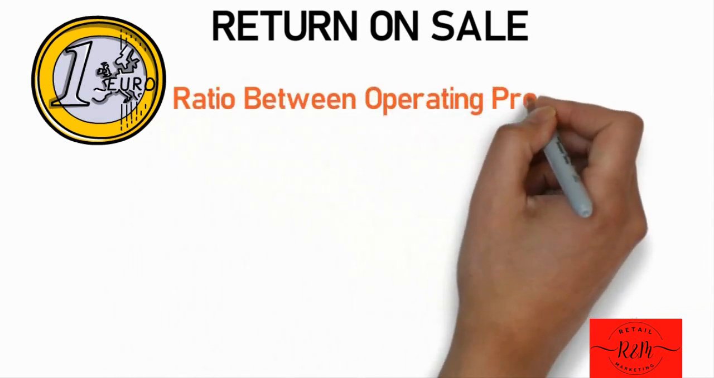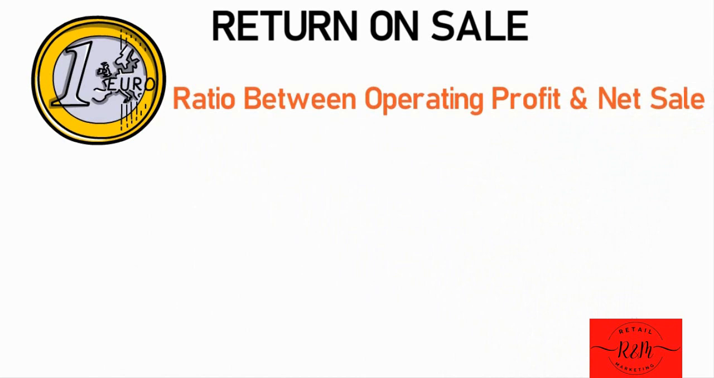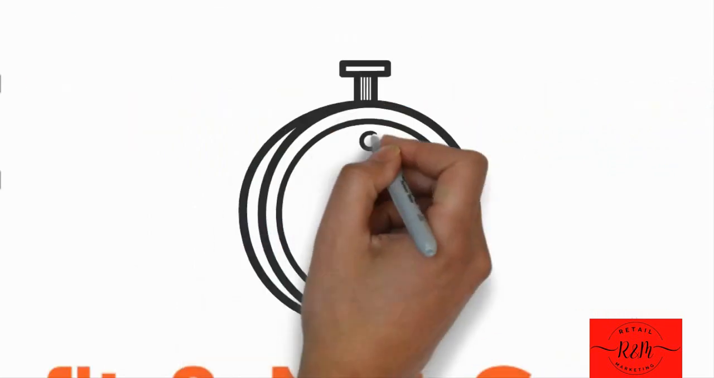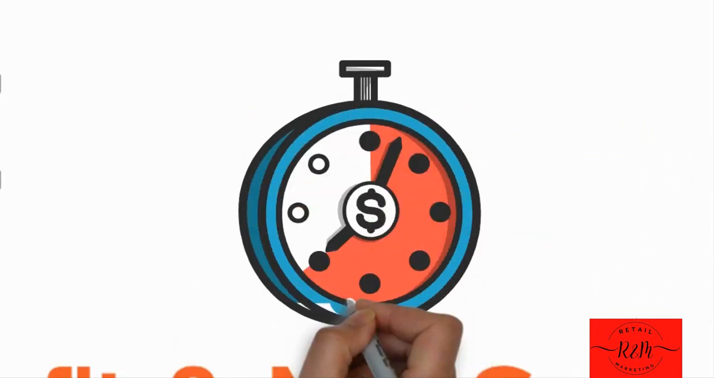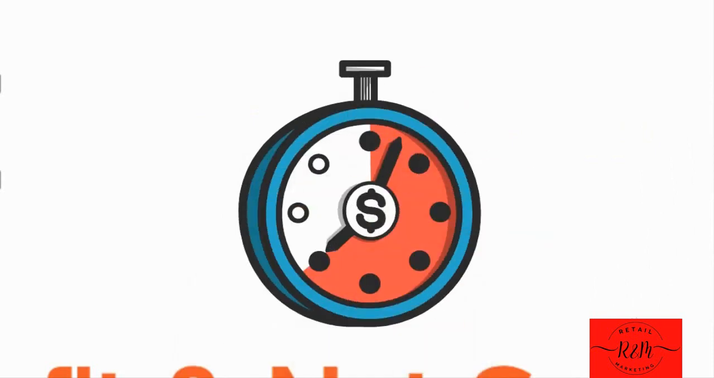Return on sale is the ratio between operating profit and its net sale. So it defines how efficiently the company can generate operating profit from its revenue. So this was the definition of return on sale.